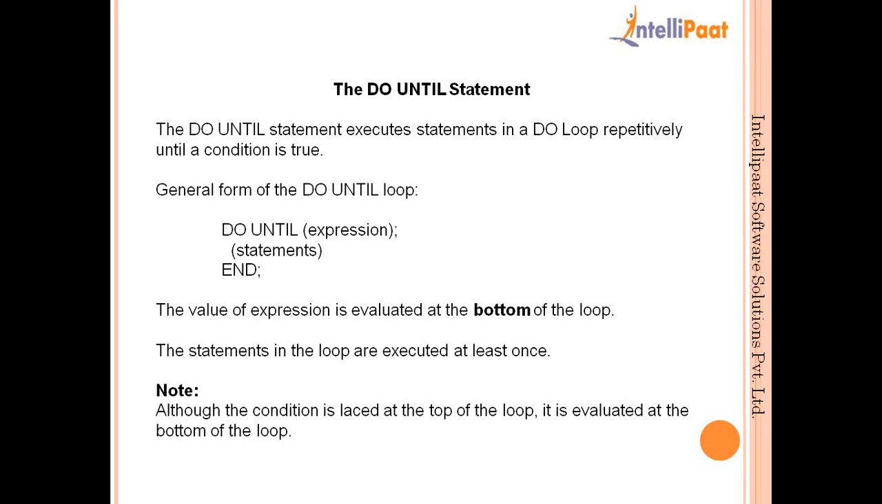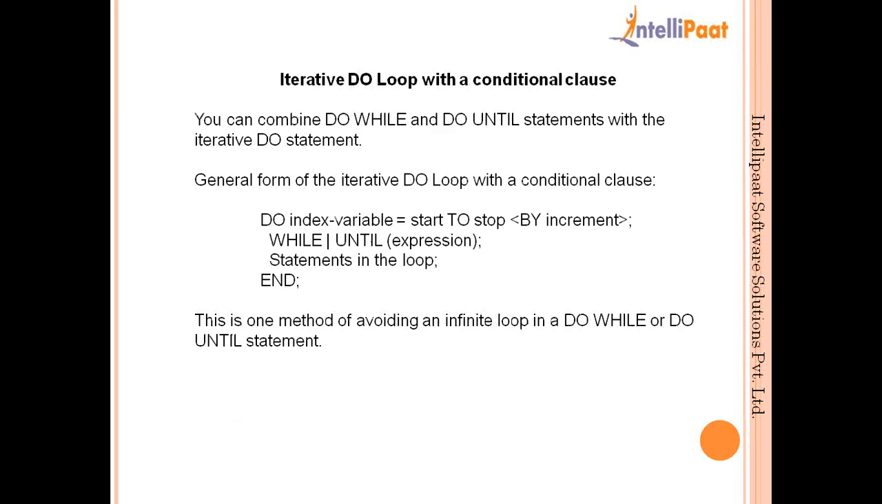Do while will not run if the condition is false initially. Although the condition is placed at the top of the loop, it's evaluated at the bottom of the loop. So that's the difference between do while and do until.